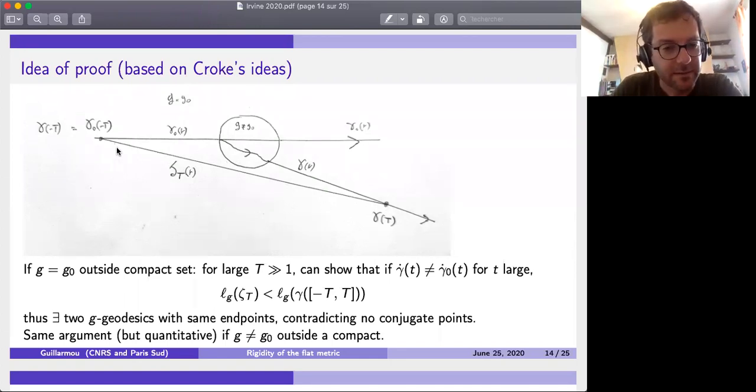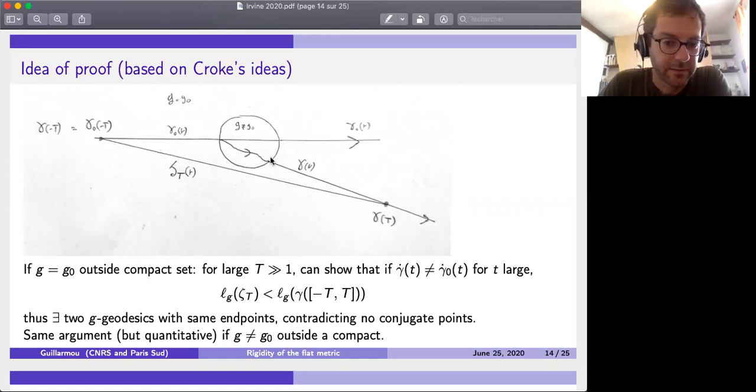What is not very hard to check is that if you look at this Euclidean geodesic, zeta indexed big T of small t, which is this Euclidean line, when big T is really large, this Euclidean line is not going to intersect this perturbation, G equals G0. And then it's going to be a minimizing geodesic between these 2 points. So essentially you will have 2 geodesics joining these 2 points, and this contradicts the fact that you have no conjugate point.